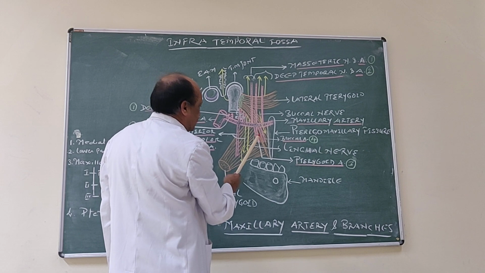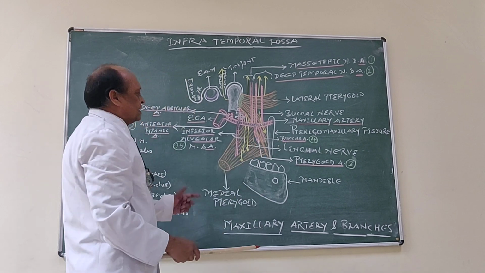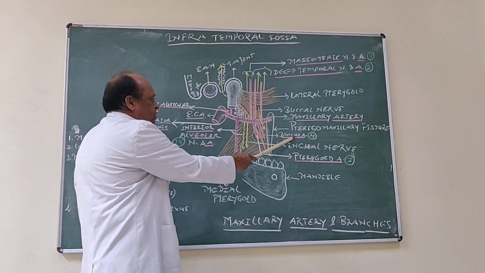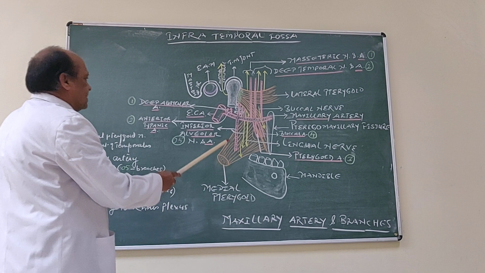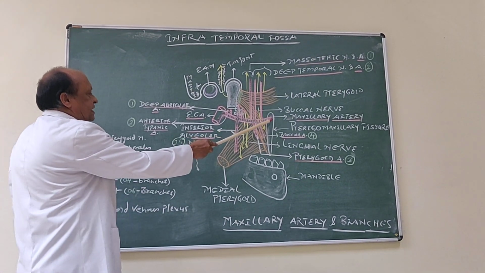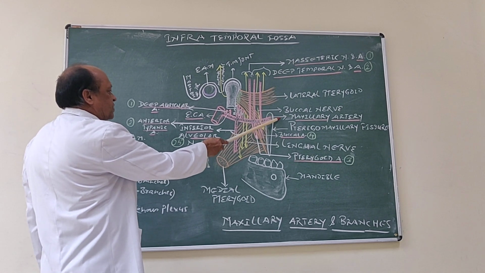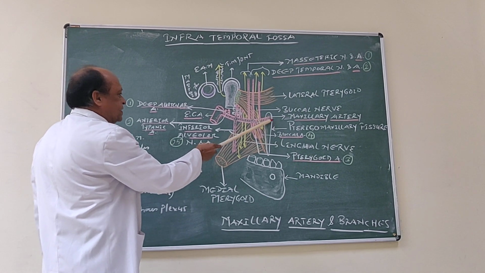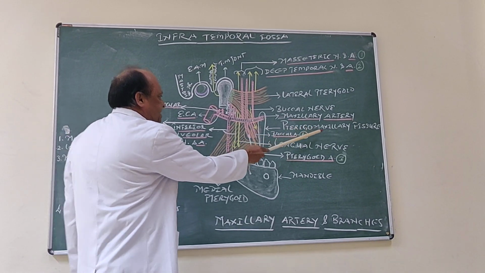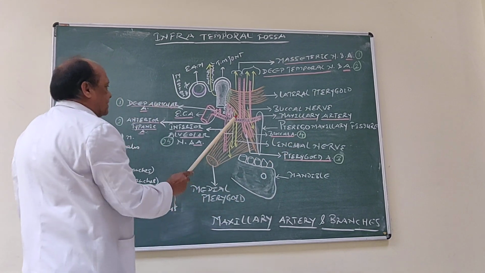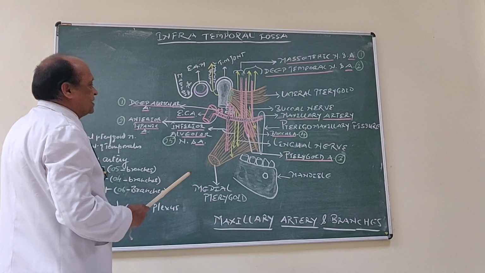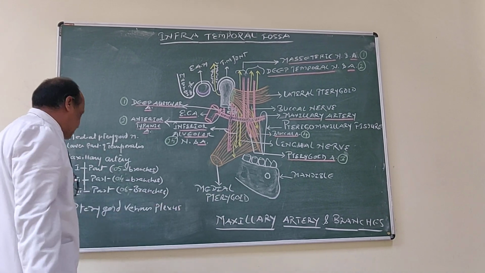And here is the buccal artery, anterior to this. As the name indicates, it supplies the buccinator and the mucous membrane of the cheek. The third part of the maxillary artery lies within the pterygopalatine fossa. Once this artery enters the pterygopalatine fossa through the pterygomaxillary fissure, here in the pterygopalatine fossa it gives 6 branches. We will discuss all these 6 branches afterwards.